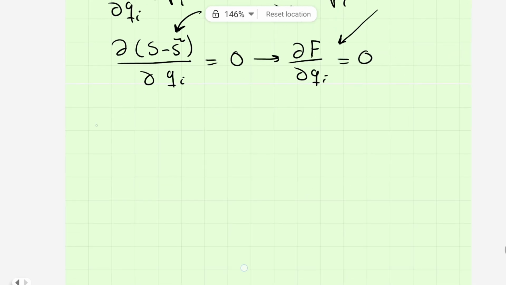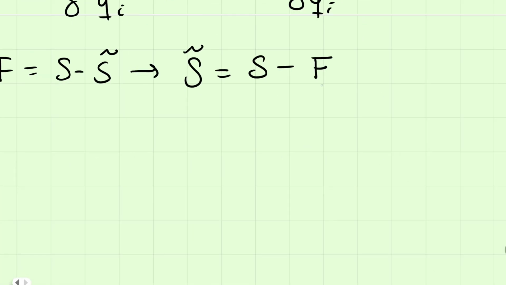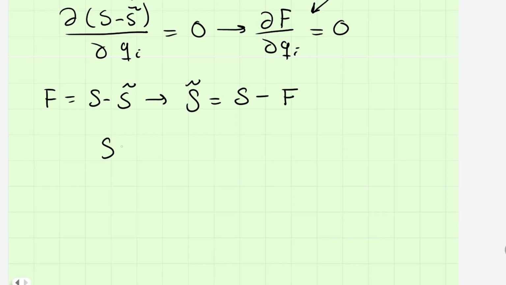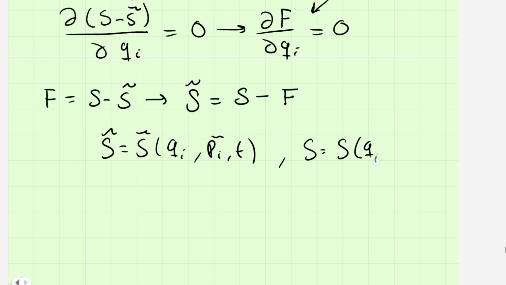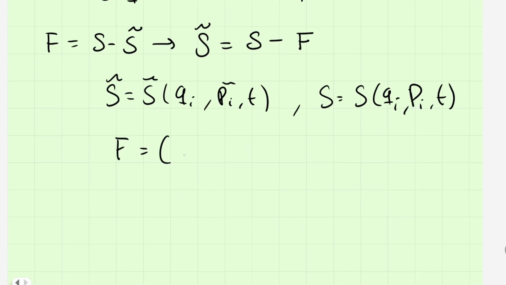Okay, so looking at how f was defined as s minus s tilde, we can set the new function s tilde equal to s minus f. Again, looking at this function f, which does not depend on the qi, we can see that the structure of s tilde is a function of qi, pi tilde, and t. Then s has the dependence on qi, pi, and t, and the function f is going to depend only on the pi and the pi tilde.